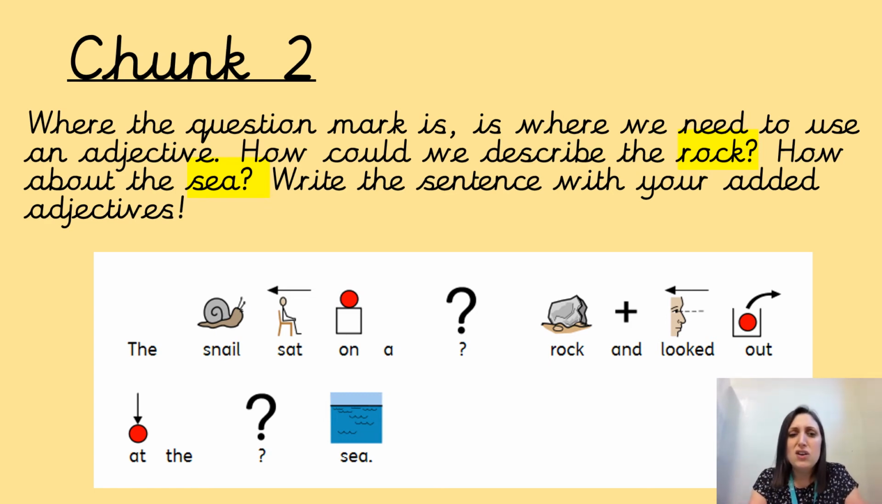And then it says, and looked out at the something sea. So you're going to have to think back to the beginning of the story. You might even want to have a quick look on BBC iPlayer. What was the sea like at the beginning of the story when the snail was sat on the rock? Okay, was it a rough sea? Was it a calm sea? Was it a wide sea? Was it a deep sea? So think about what that sea was like at the beginning of the story and then put your adjective where that question mark is there.